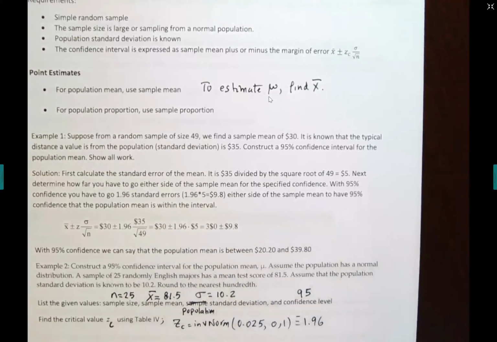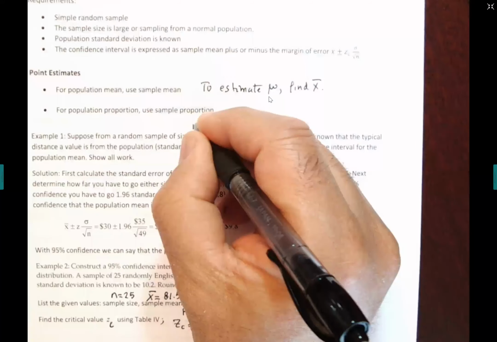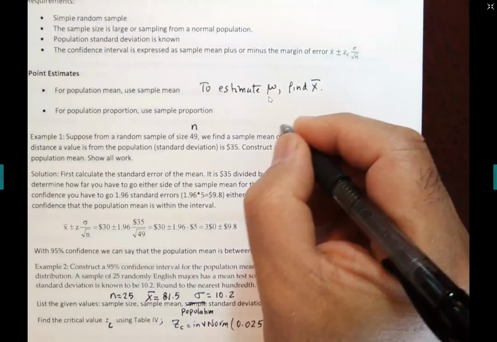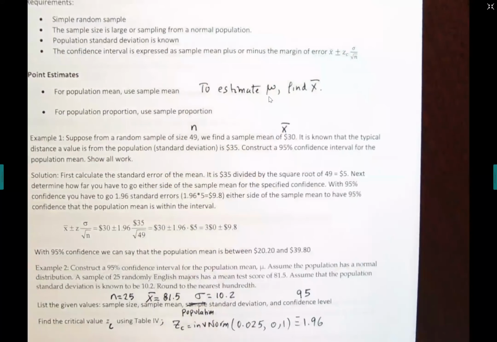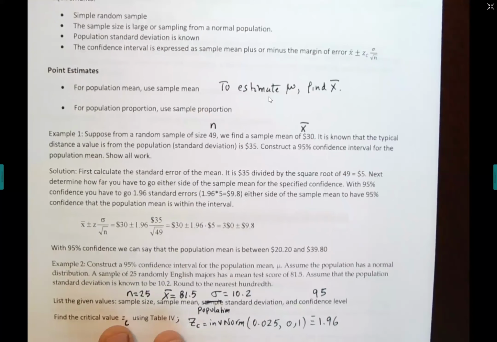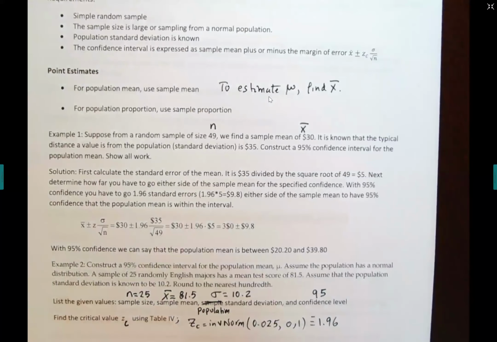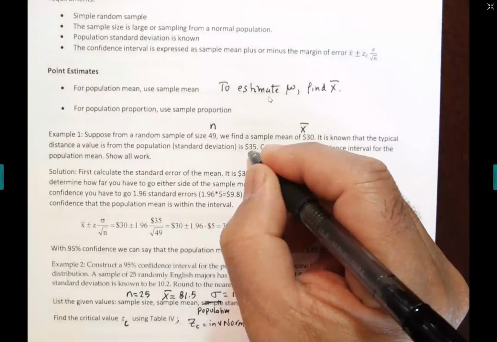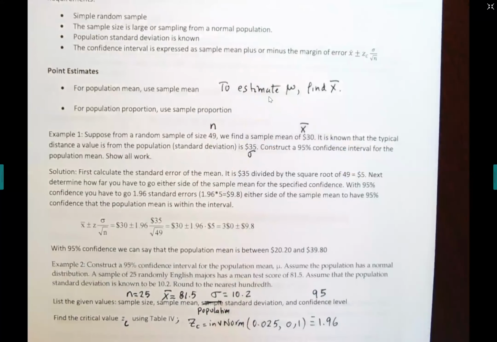Suppose a random sample of size 49. So n is 49. We find a sample mean of 30. X bar is 30. It is known that the population standard deviation is 35. So sigma is 35. Construct a 95% confidence interval for the population mean.